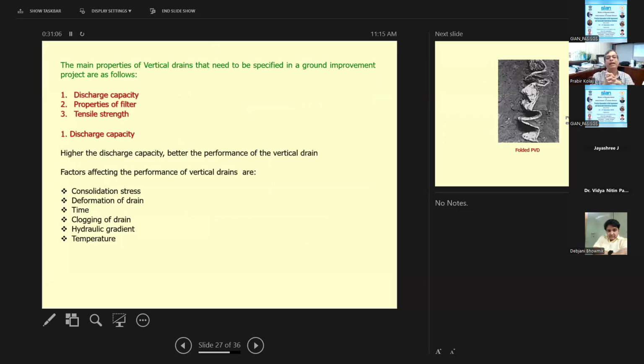The main properties of the vertical drain generally specified in ground improvement projects are basically the discharge. We need to check the discharge capacity. We need to check the properties of the filter. We need to check the tensile strength.